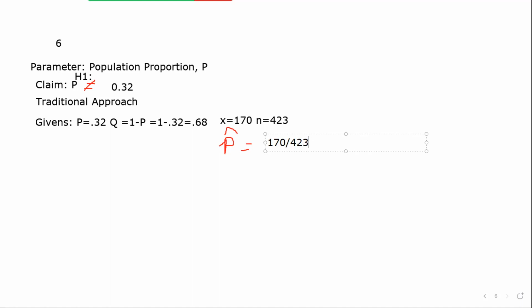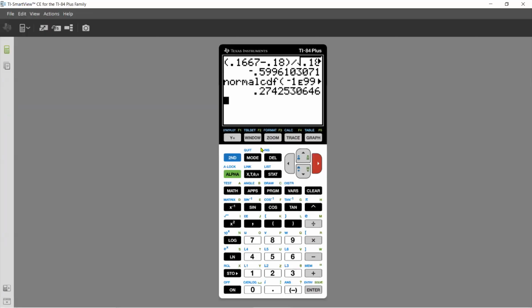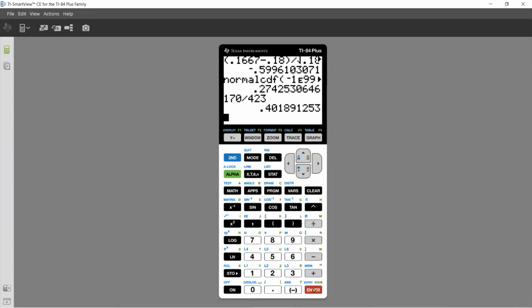And if I do that calculation, let me go to the calculator here. We have 170 out of 423 people, which gives me 0.4019. That is my P hat.